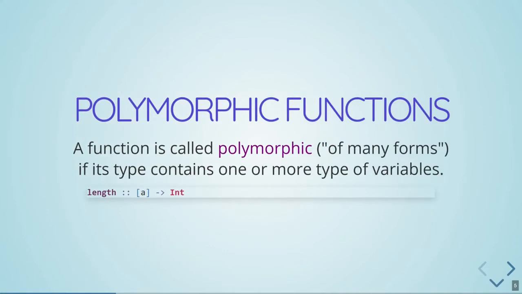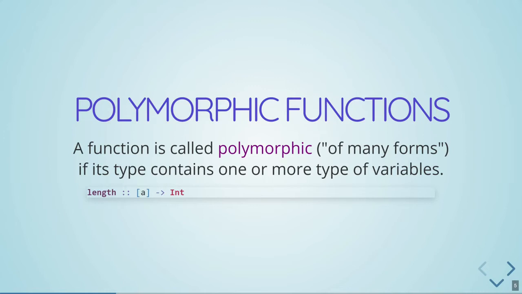Polymorphism is a very useful feature of a programming language that allows you to create functions that are generalized over a variety of types. So take the length function, for instance. The length function takes a list and gives back the number of elements contained in that list in the form of an int. It'd be very annoying if we had to create different length functions for different types of lists. So say we had a list of integers and a list of bool. It'd be very annoying if we had to create different length functions for each of these list types.